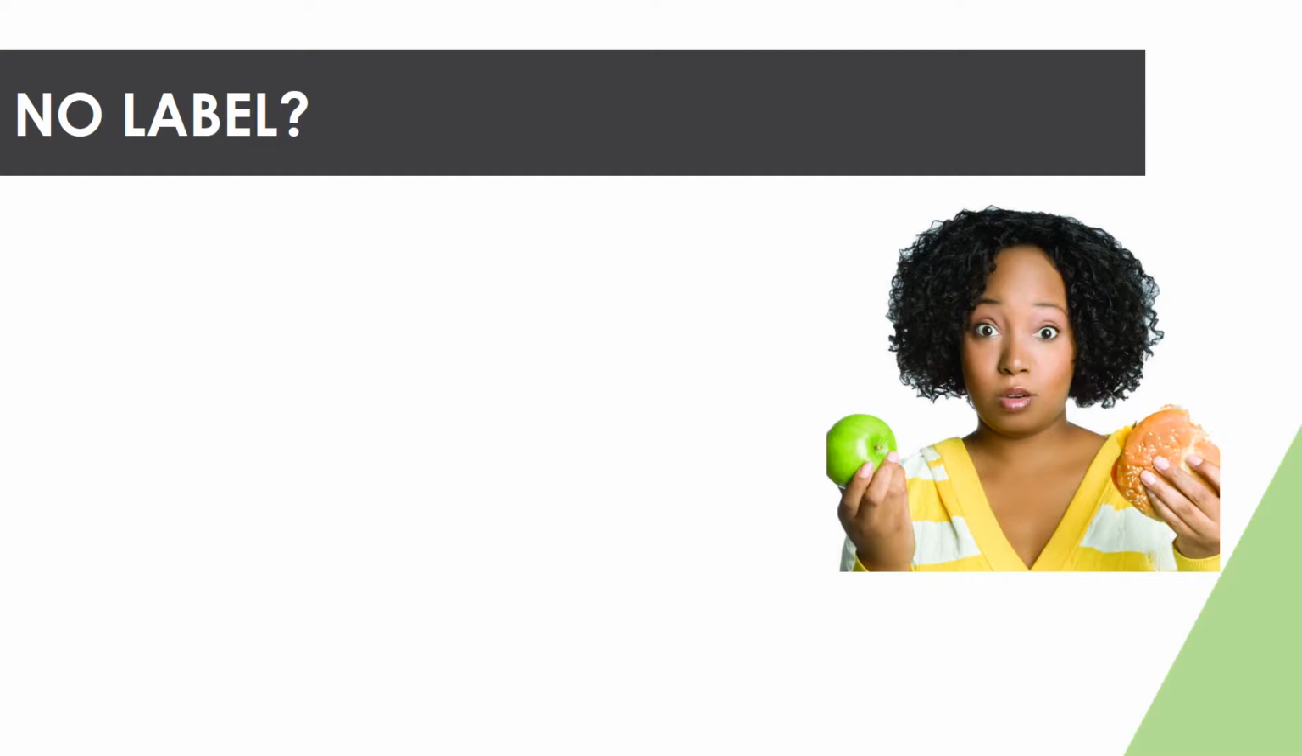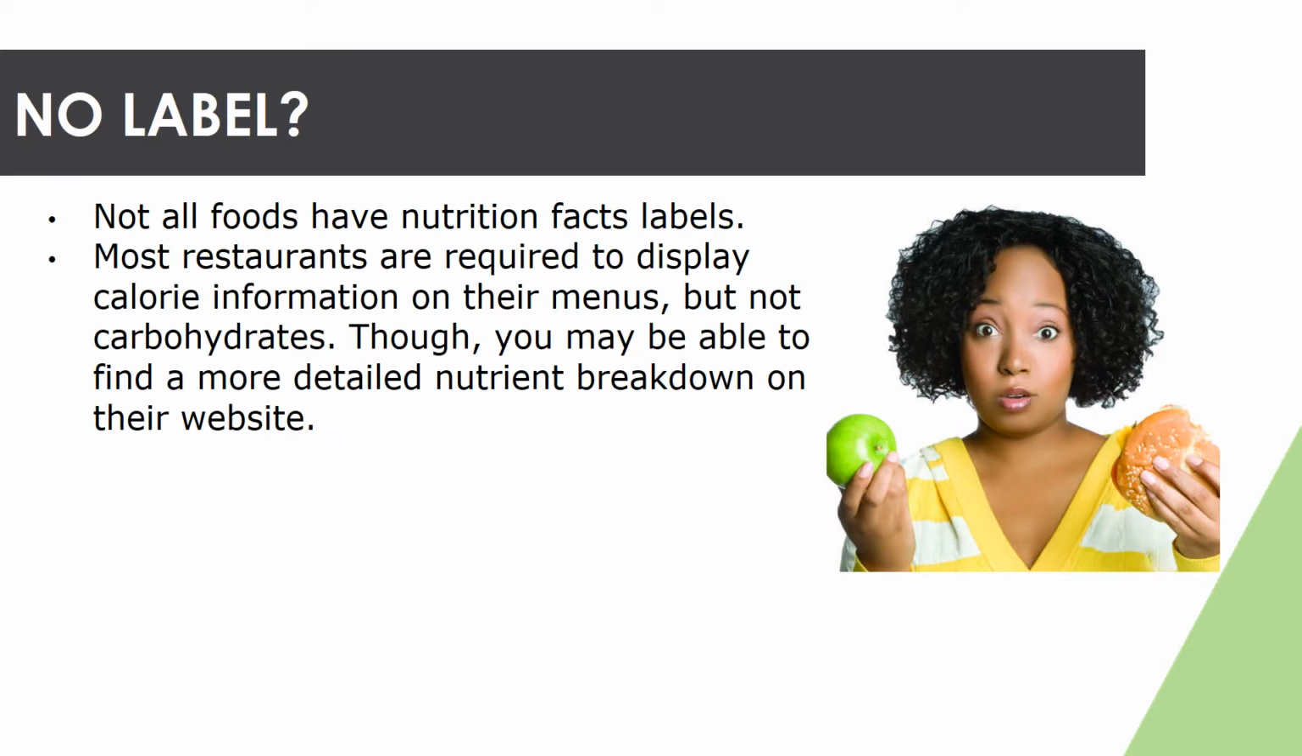Not every food has a label. It may not always be available, as is the case for fresh produce, kitchens, or even restaurants. While most restaurants are required to display calorie information on their menus, the carbohydrate amounts are not generally displayed. More detailed information may be found on the restaurant's website.